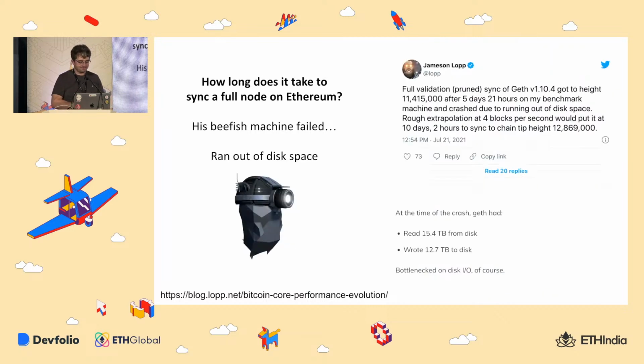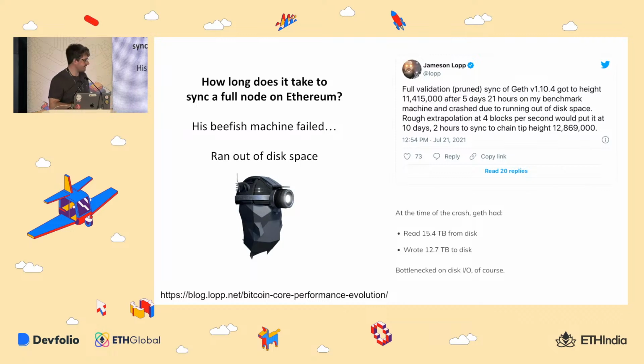On Ethereum, his Go Ethereum node ran out of disk space, so he wasn't actually able to complete the task. And this was after 5 days and 21 hours. Based on the work, he suspects it would take 10 days to sync Go Ethereum. Again, this is 2021, 2 years ago.